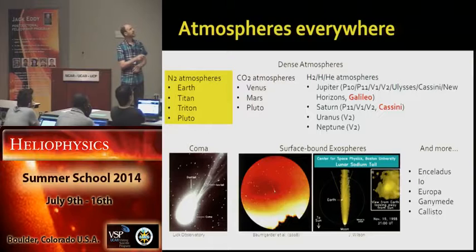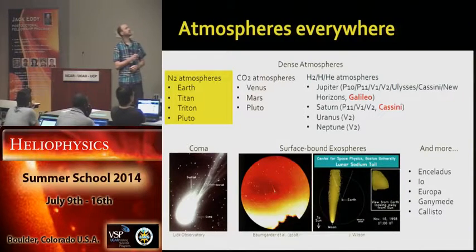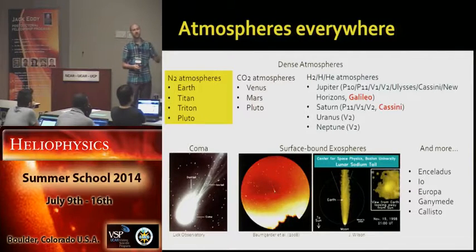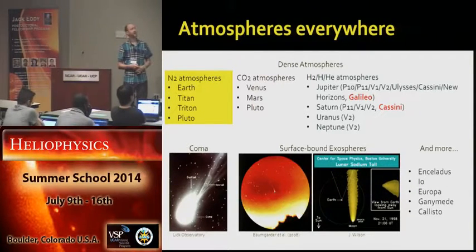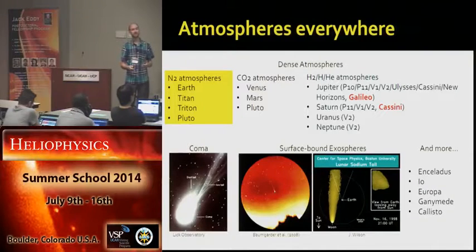So on Saturday, we heard sort of a lot about the Venus and Mars and Earth ionospheres, so the N2 and CO2 atmospheres. And now I'll talk more about the dense molecular hydrogen atmospheres of the outer planets and how things are different there.